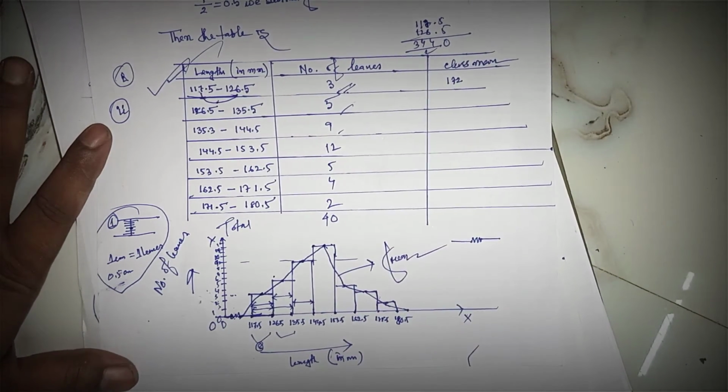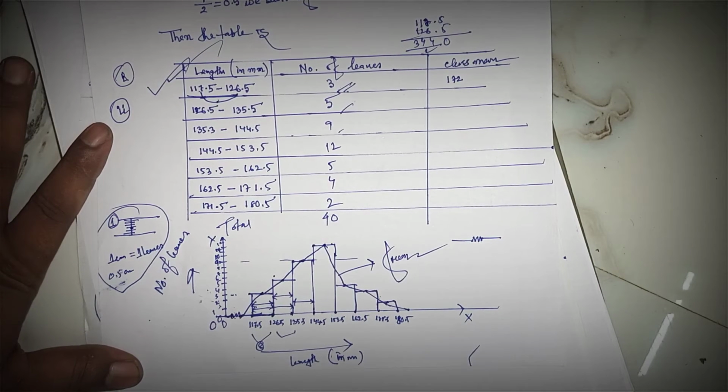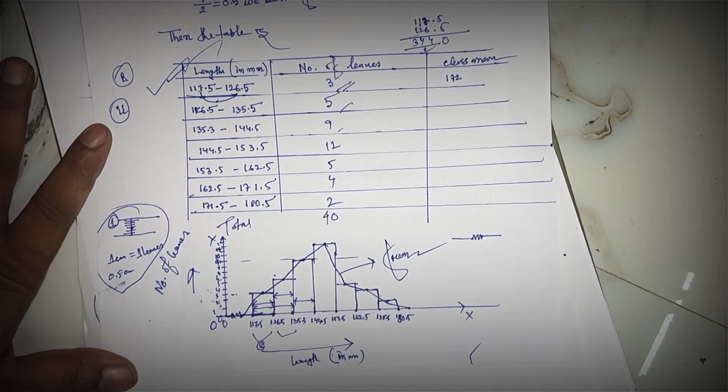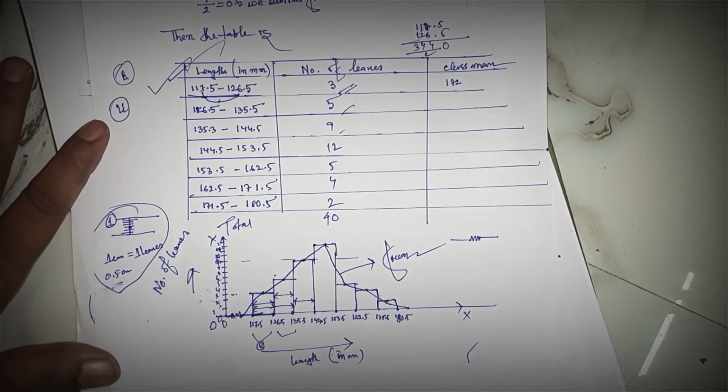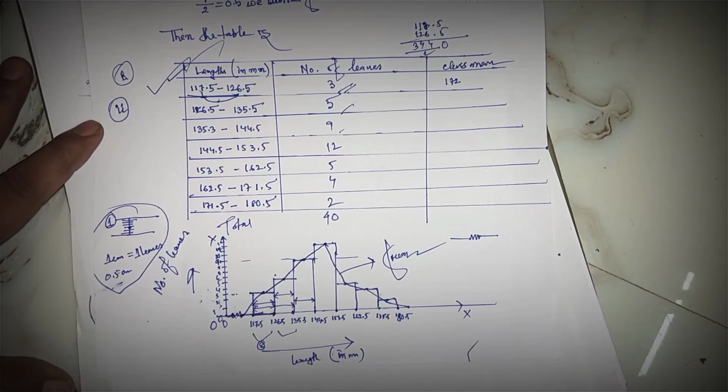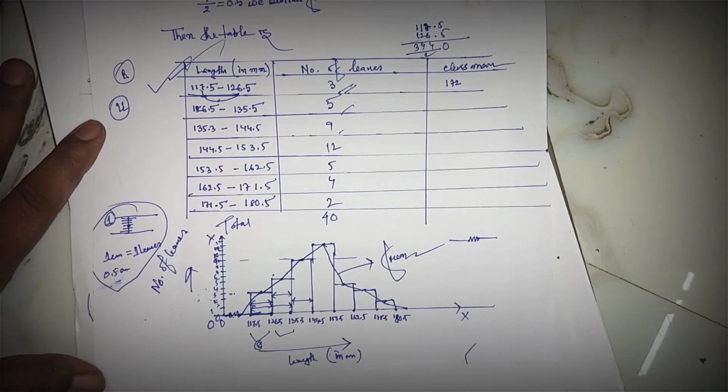So second question, is there any other suitable graphical representation for the same data? Yes, there is the frequency polygon to represent the same data. The data given in the question can also be represented by a frequency polygon.